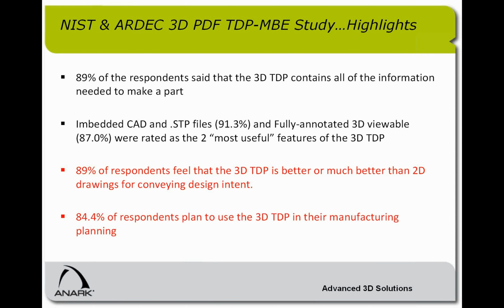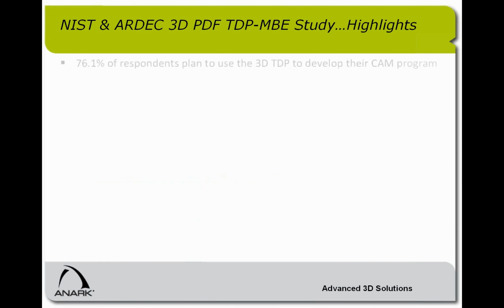And what was that other stat about? So they sent out 2D drawings and they sent out the 3D TDP, and when suppliers received the 3D TDP, more of them ended up wanting to bid because it was easier to understand and they could get from art to part faster.